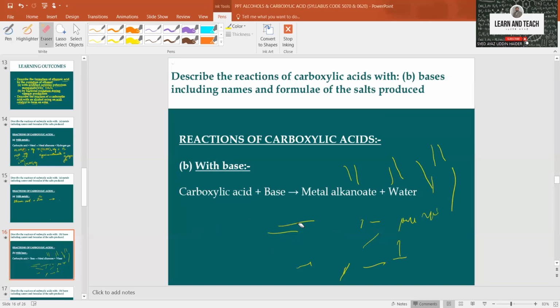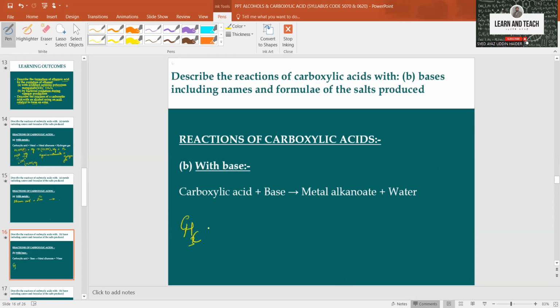So I was talking about the reaction of carboxylic acid with the bases. In this case, you will get metal alkanoate and water. Now, this time I'm taking the carboxylic acid, ethanoic acid. The formula will be CH3COOH. And the base, you can take any base, like NaOH.